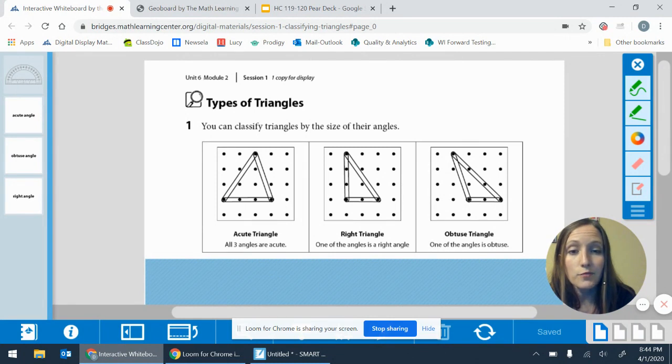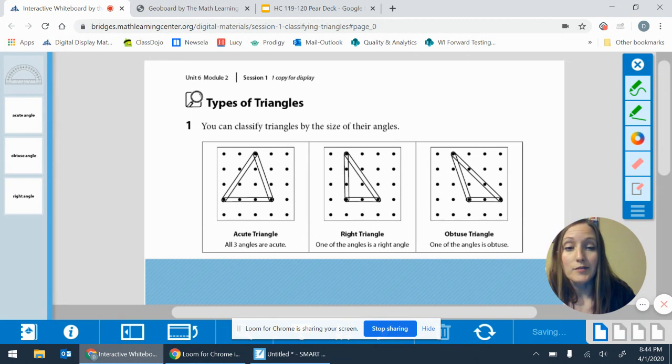Our next triangle is a right triangle. This is a right triangle because one of the angles is a right angle. And right here we can see this is a right angle. The last one we have is an obtuse triangle. It's an obtuse triangle because one of the angles is larger than 90 degrees. This one right here is bigger than 90 degrees, so it's an obtuse triangle.